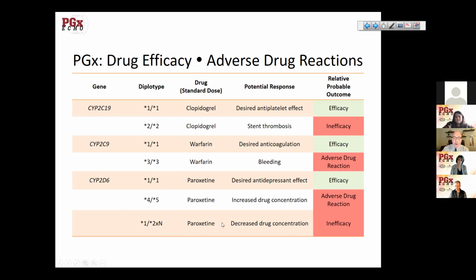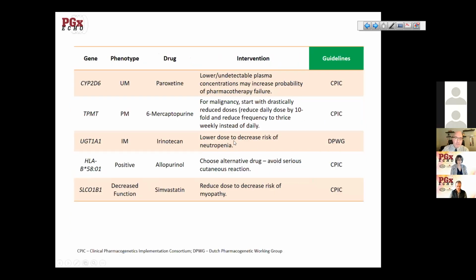So in this case, they would have decreased drug concentrations, decreased area under the curve, decreased exposure, and our patient might experience, I should say, inefficacy. So these are examples where we see these actual genetics related to phenotypes and then related to efficacy or inefficacy and/or adverse drug reactions.